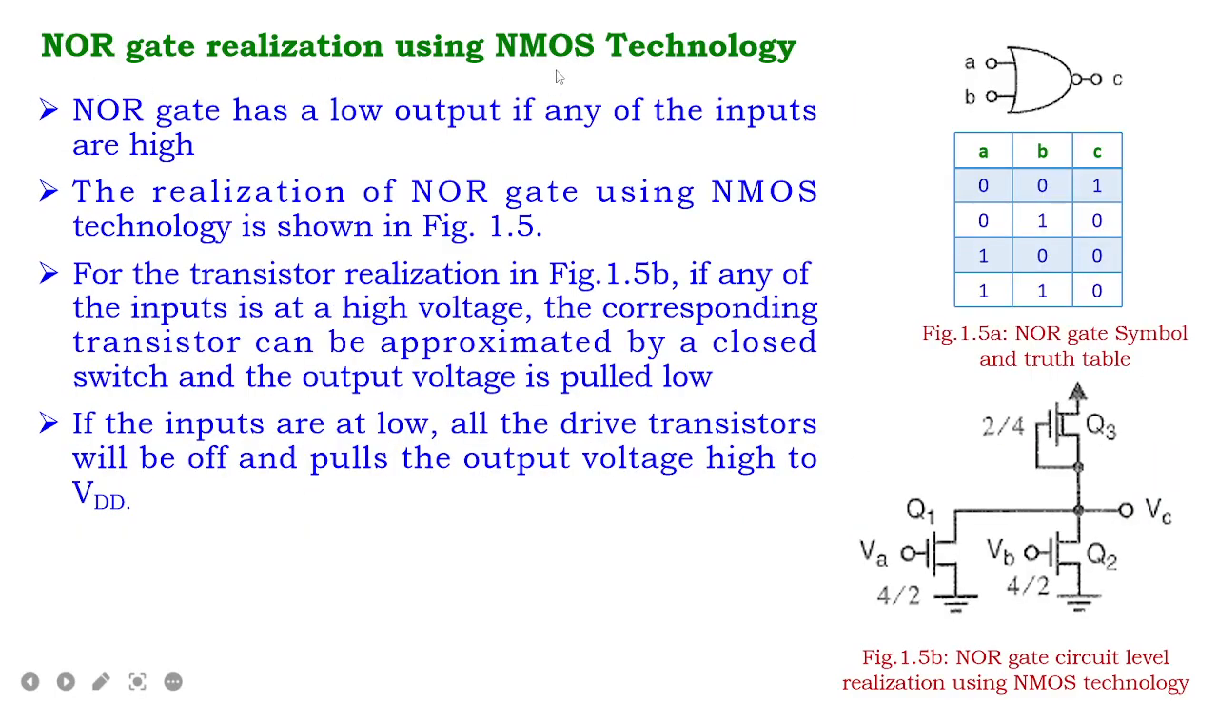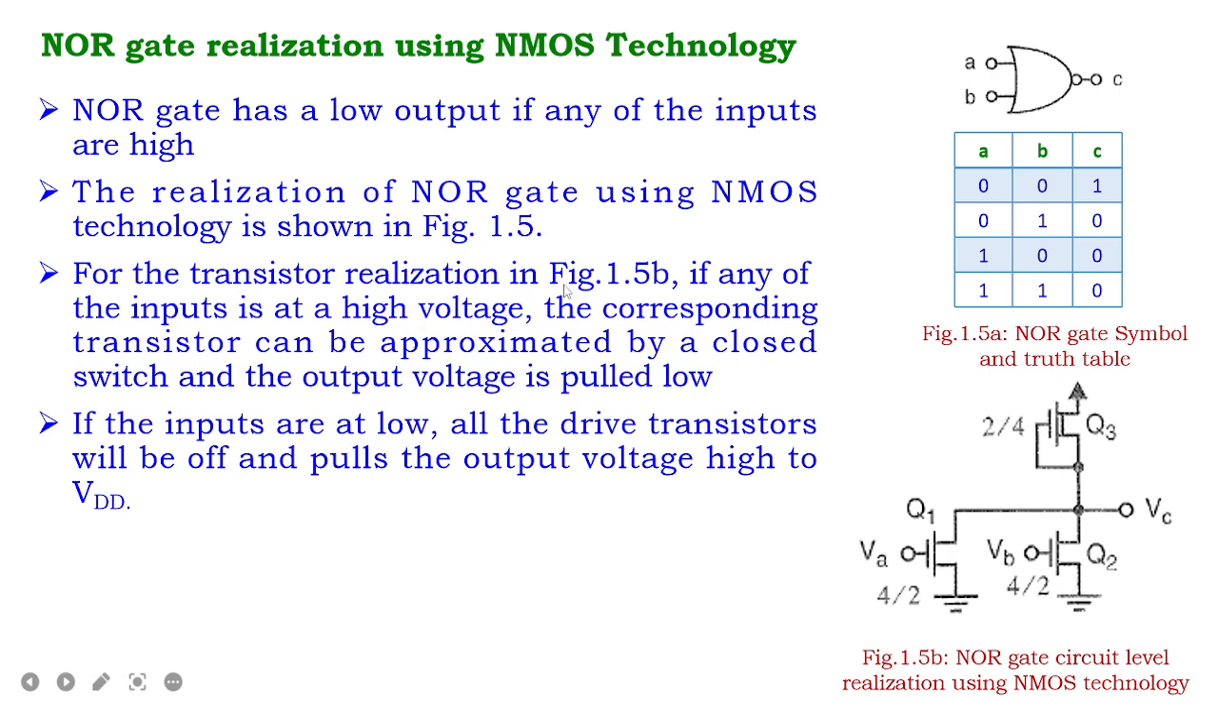NOR gate realization using NMOS technology. A NOR gate has a low output if any of the inputs are high. The realization of the NOR gate using NMOS technology is shown in figure 1.5. The first one represents the symbol of the NOR gate, along with the Boolean function of the NOR gate.